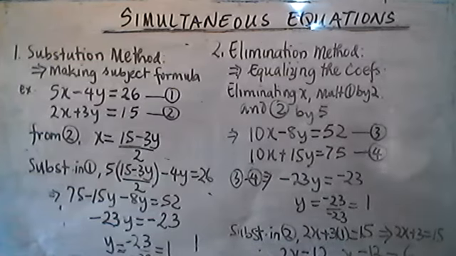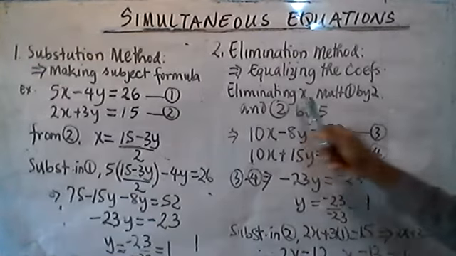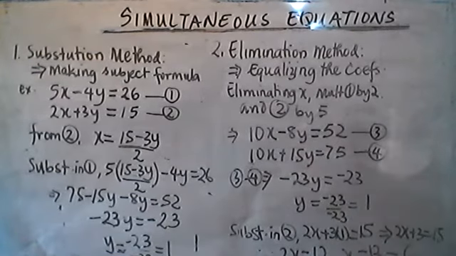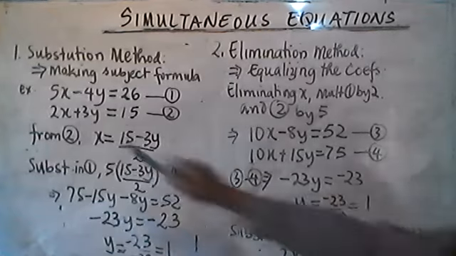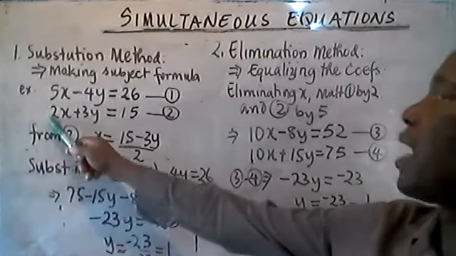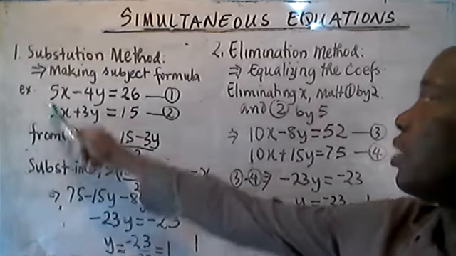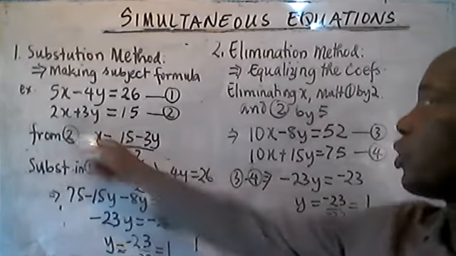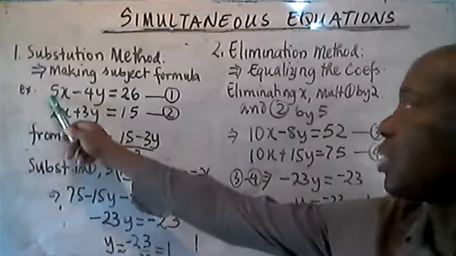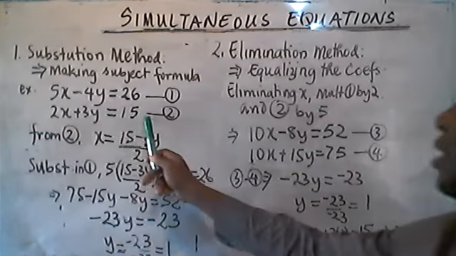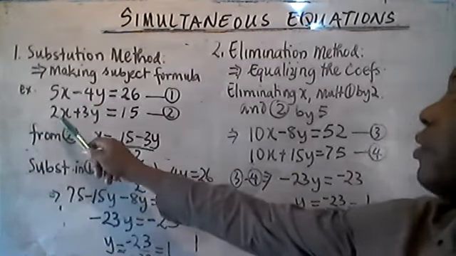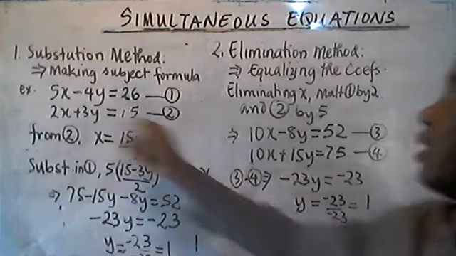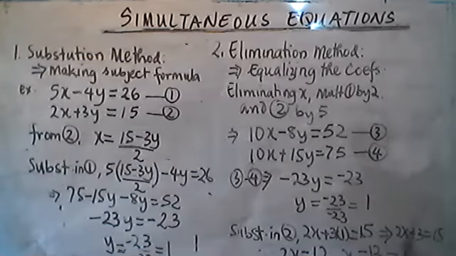Elimination method. The elimination method requires equalizing the coefficient of the variable we want to eliminate. Now, assuming we are eliminating x, we multiply equation 1 by 2, and equation 2 by 5. That is, take the coefficient of x here and multiply everything in equation 2, and take the coefficient of x here and multiply equation 1. Now, let's see what will happen.